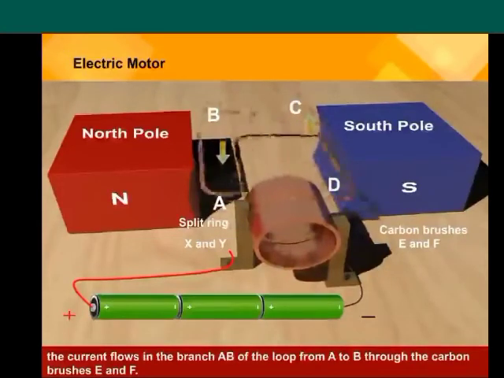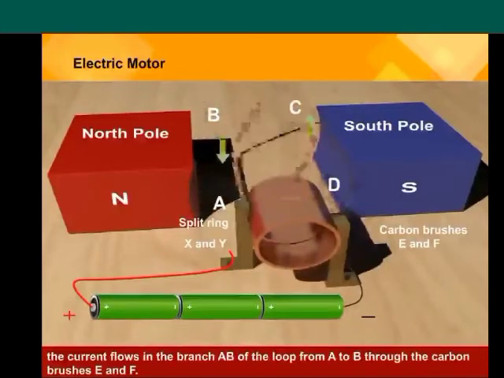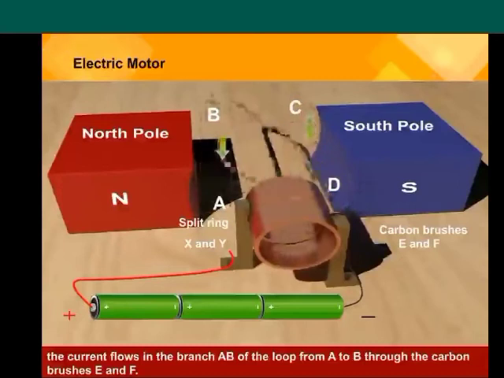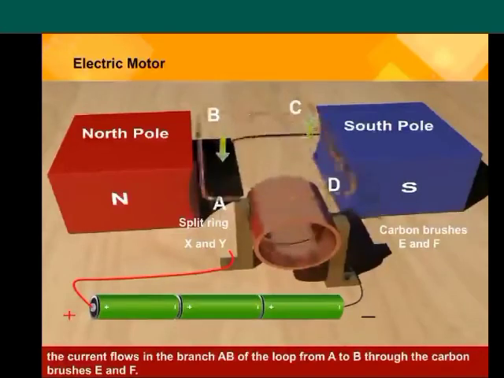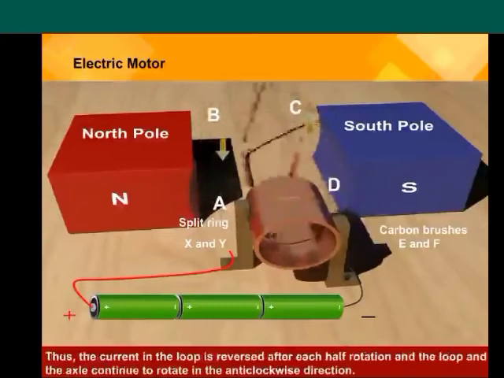After half rotation, the two halves of the split ring X and Y come in contact with the carbon brushes F and E respectively, and the current in the loop starts flowing in the direction DCBA. Therefore, a force is exerted on the branch DC in downward direction and on the branch BA in the upward direction, and the loop continues to rotate in the anti-clockwise direction.